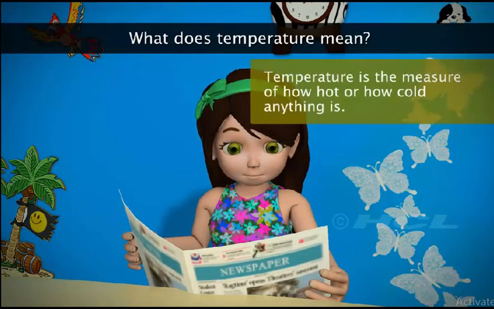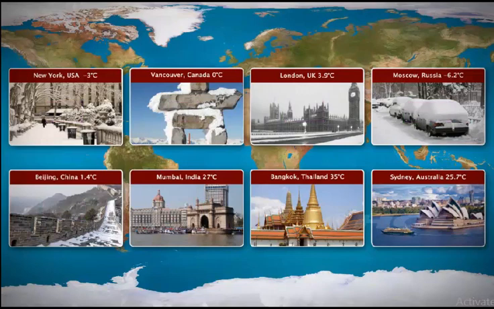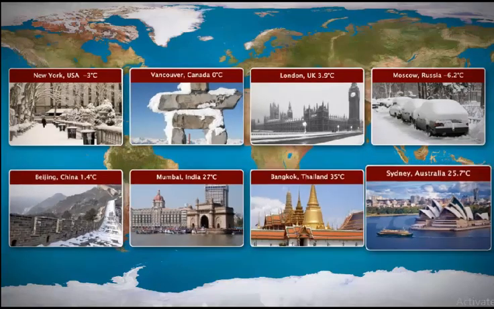Temperature is the measure of how hot or how cold anything is. So, the temperatures on the weather report show how hot or how cold the weather is at different places. Temperatures vary across the world at the same time on the same day. These temperatures help us to judge the weather conditions at various places.